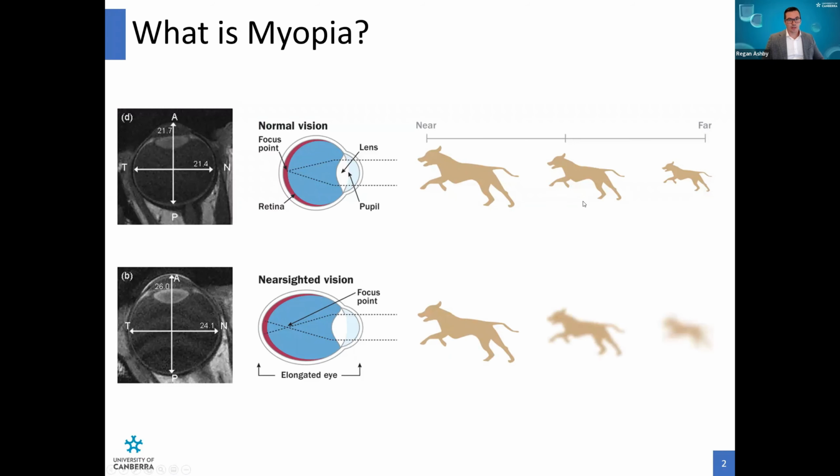Okay, so as most of you will be aware, myopia is due to a mismatch between the refractive powers of the cornea and lens and the axial length of the eye. And what this means is when we view objects at a distance, the image plane is actually focused in front of the neural retina rather than on the neural retina. And this causes visual blur.